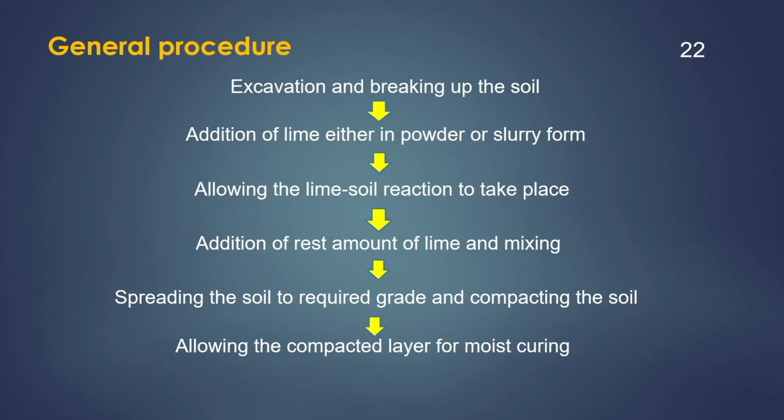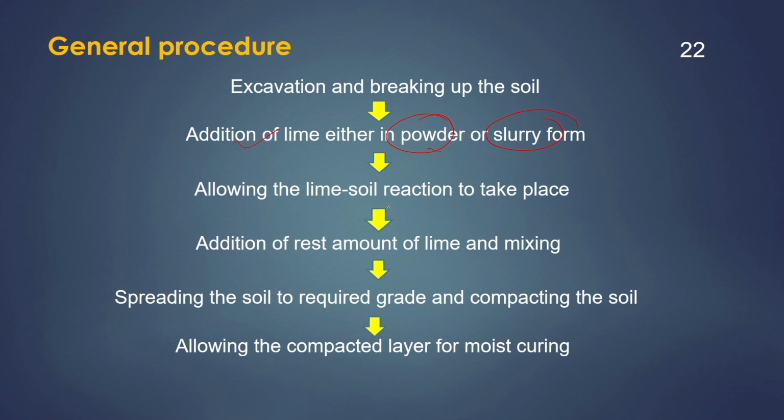So, if we summarize, in the first step the excavation and breaking of the soil will be carried out. Once the soil has been broken into small particles, then the lime will be added either in a powder form or in a slurry form. If we are using the lime in a powder form, then we have to use some amount of water. Once we add the lime to the soil, the soil will be mixed and we will allow the lime soil reaction to take place.